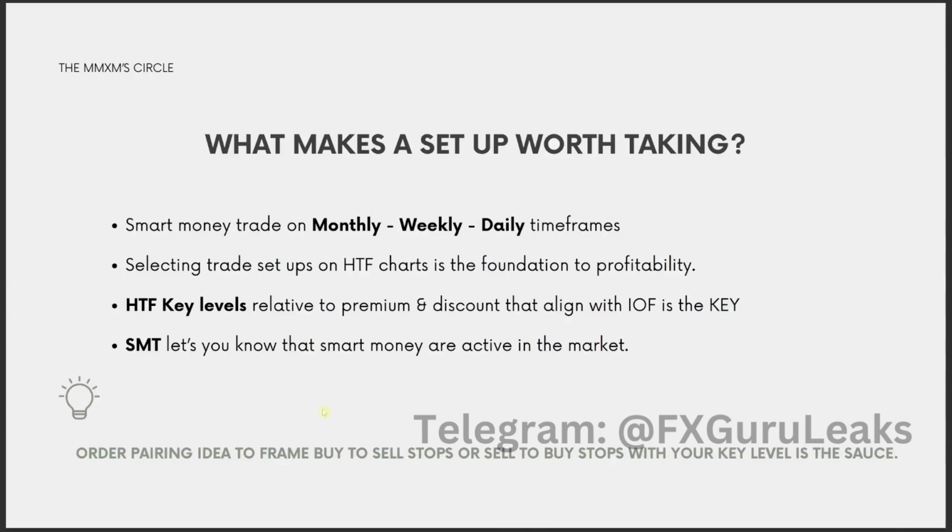So first of all, smart money trades on a monthly, weekly and daily time frame. So selecting trade setups on a higher time frame chart is the foundation to profitability. Now, with those higher time frame key levels relative to premium and discount that align with institutional order flow is the key. And how do we know that smart money is active in the market? We have to look for that SMT, right? That crack in correlation between two assets.